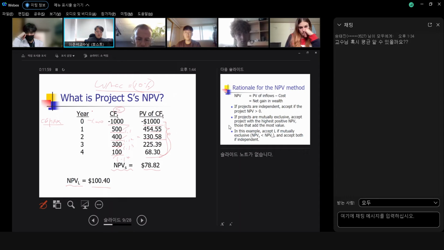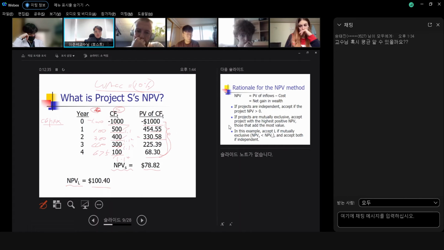This is project S's cash flow stream. Project L's cash flow stream is $1,000 outflow, and $100 we will receive at the end of the first year, $300 at the end of the second year, $400 at the end of the third year, in page number 442, table 12.1. And the last year, we are supposed to receive $675. Okay, this is project L's cash flow stream.